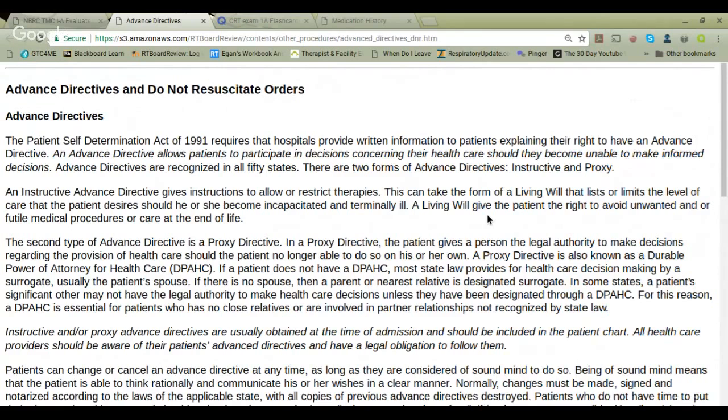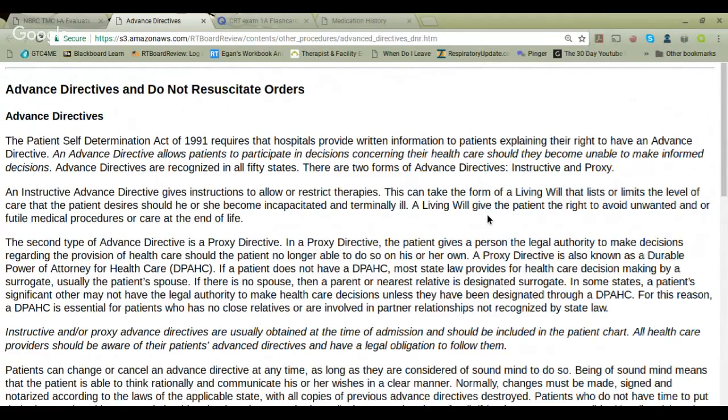In some states, a patient's significant other may not have the legal authority to make healthcare decisions unless they have been designated through a DPAHC. For this reason, a DPAHC is essential for patients who have no close relatives or are involved in partner relationships not recognized by state law, like a common law spouse.